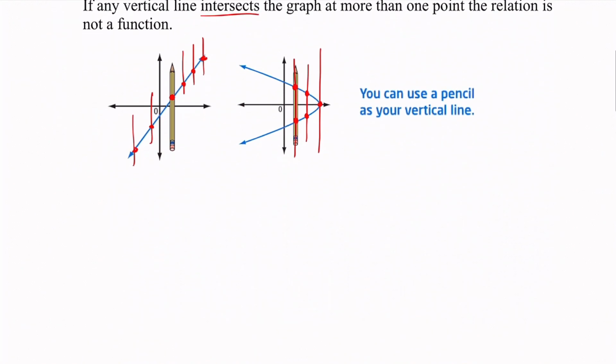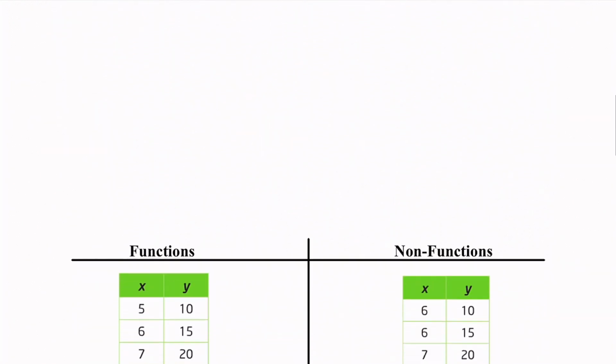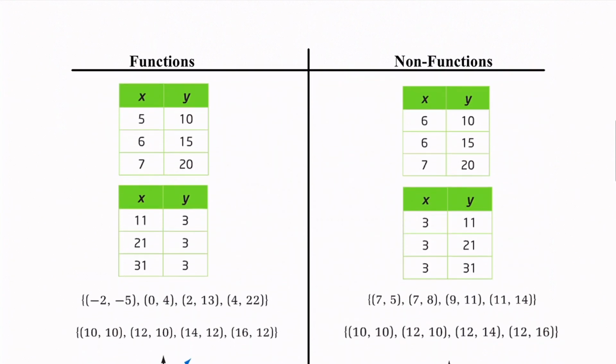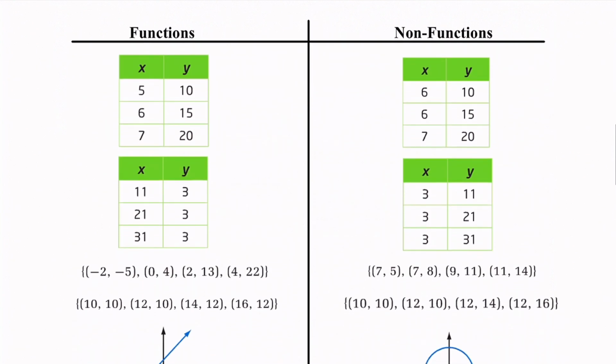So now that we know what a function is and how to test if it is a function on a graph, we're going to look at some examples. On the left side we have functions, and on the right side we have non-functions. We're going to go through each one of these and explain why it is a function and why it is not a function.